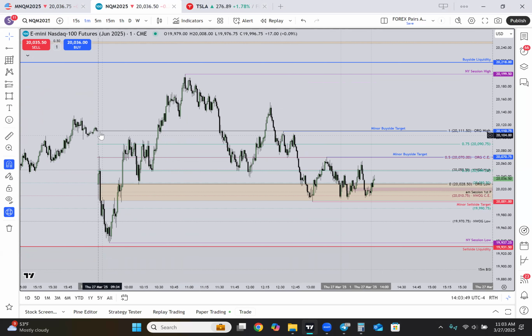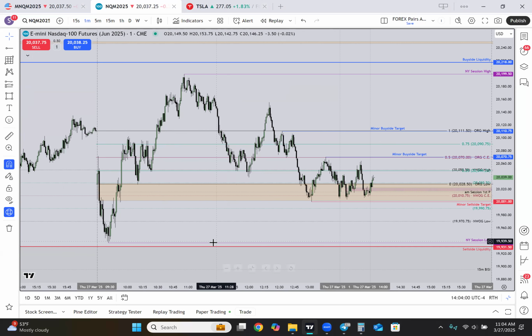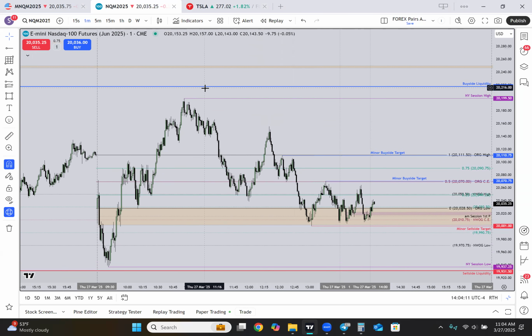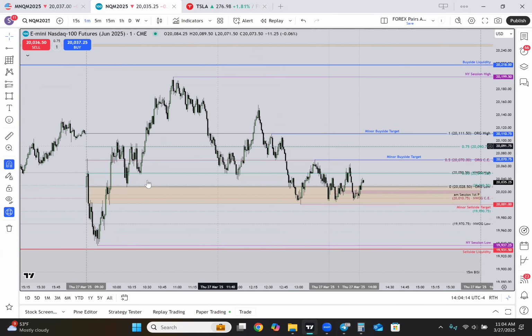You can see the opening range gap here for regular trading hours. You can see how price moved. Here's your first presented fair value gap right here. I've got sell side liquidity resting below, which happens to be the top of a 15-minute buy side imbalance, sell side inefficiency. I've got the buy side liquidity sitting up above here. I've got the New York session low, New York session high. I've got that identified. I have some minor buy side targets here.